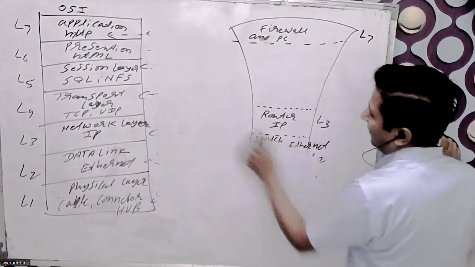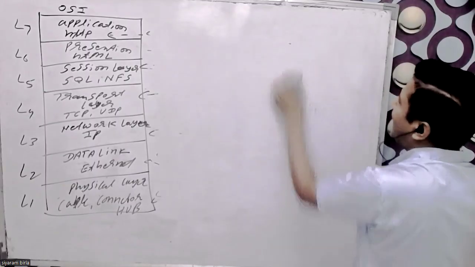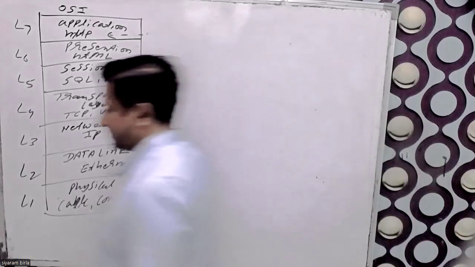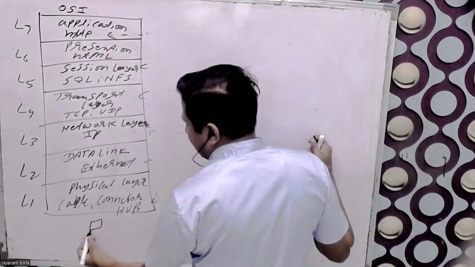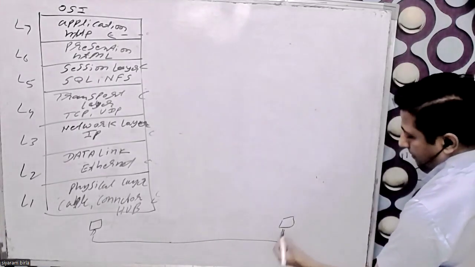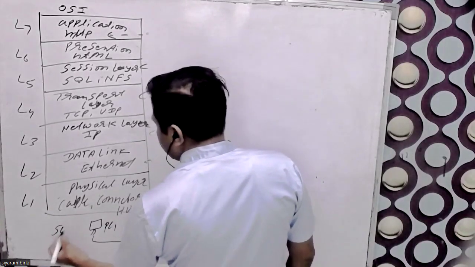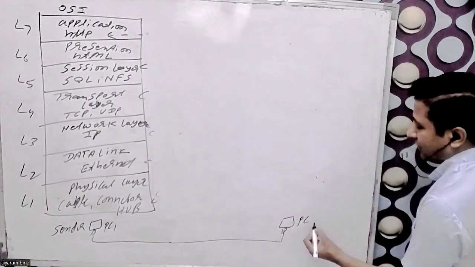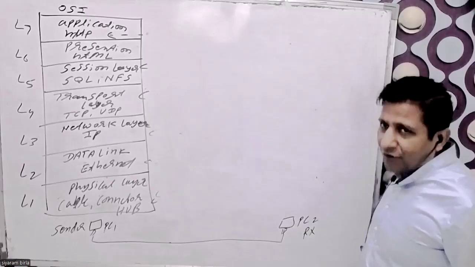Let me explain the end-to-end delivery, how my packet will communicate with another packet, how the sender sends the traffic, and how the receiver receives the traffic. Suppose there are two PCs. This is PC1, and it is connected to PC2. PC1 is my sender, and PC2 is my receiver. So how will the traffic flow through the OSI model?